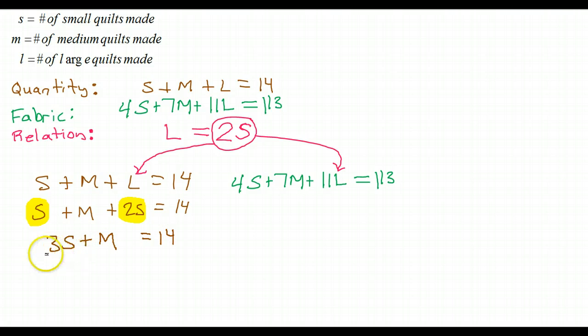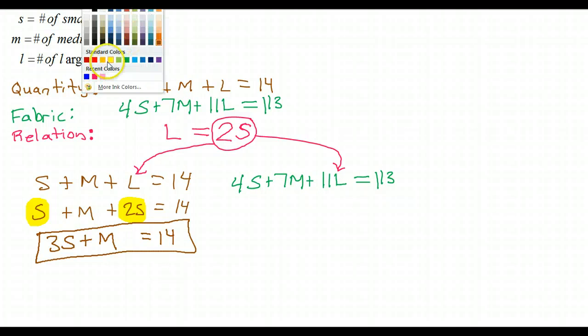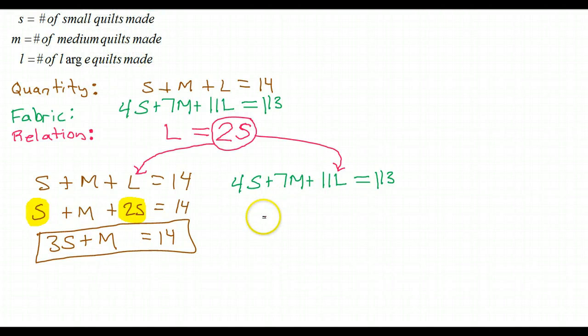Okay, that's as far as I can go with that equation so far, so I'm going to put a box around that for now. Now let's look at the green equation, the fabric equation. Okay, so this is going to be 4S plus 7M plus 11 times 2S is equal to 113.